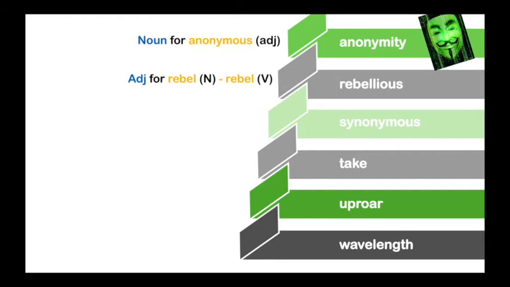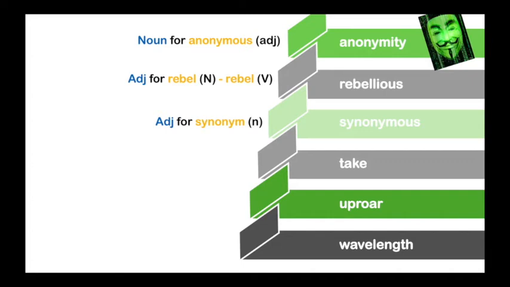And the verb for that noun is, how do you pronounce that? Rebel. So the noun is rebel and the verb is rebel. That's something to consider. Then we've got the word synonymous. It ends in OUS, so it's an adjective, exactly. And it's the adjective for the word synonym. Synonym is the noun.